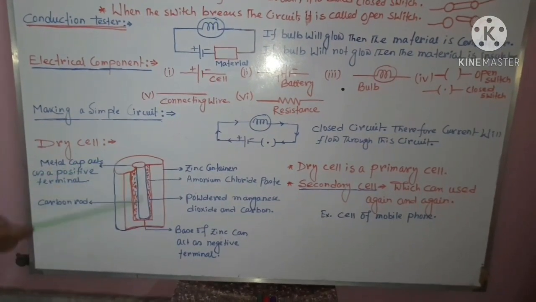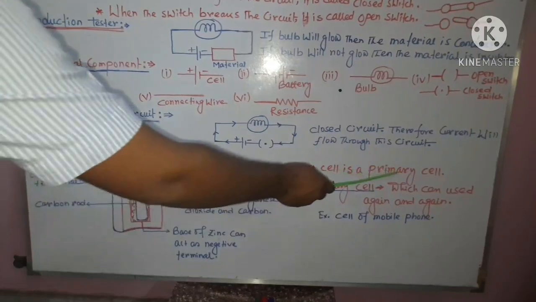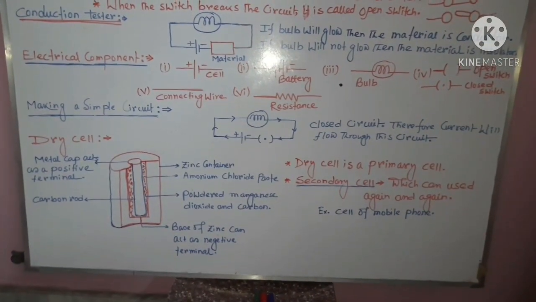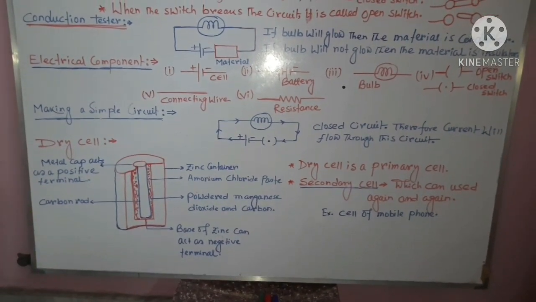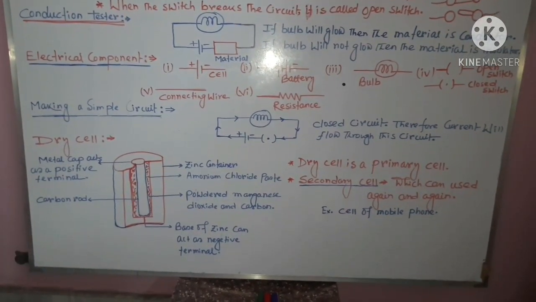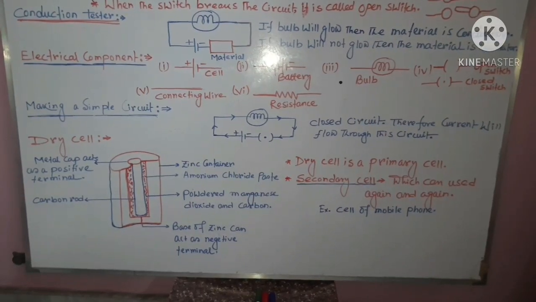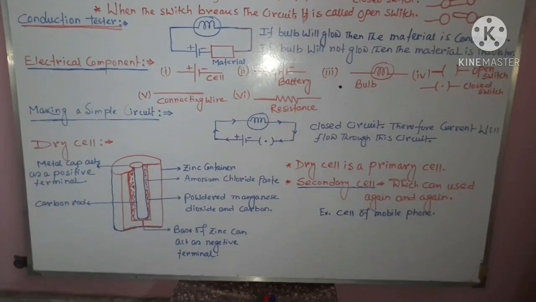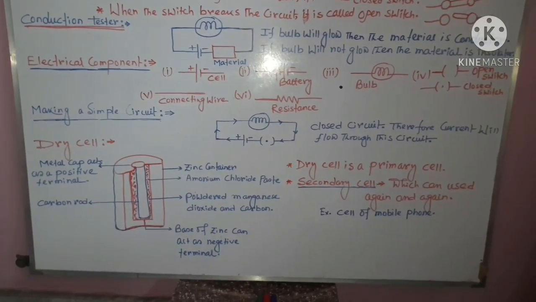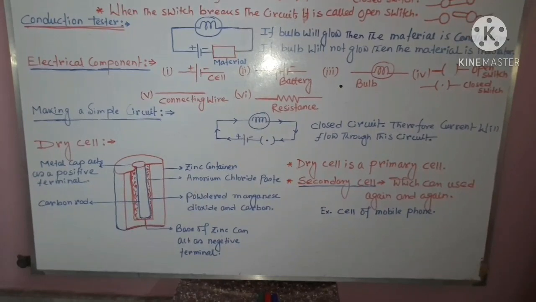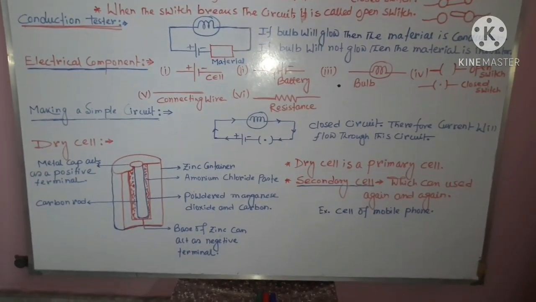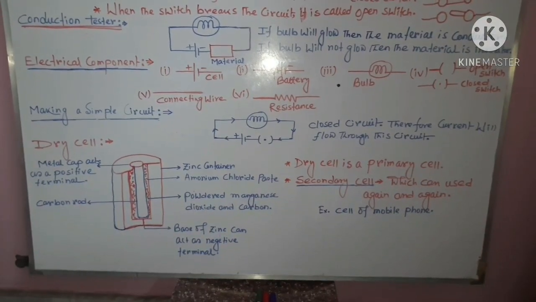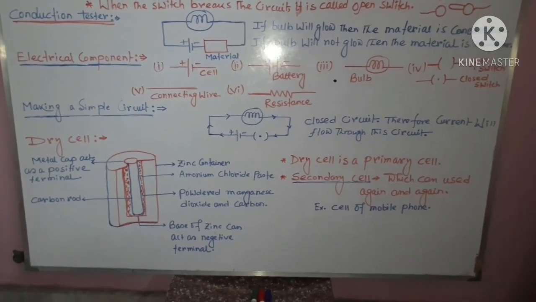Now the dry cell, you can say it is a primary cell. Why? Because the chemical reactions which take place inside the dry cell are irreversible. Irreversible means whenever the reactions take place one time, further there will be no chemical reaction. Means the dry cell can be used only one time. After the chemicals are used up, the dry cell cannot be used again.